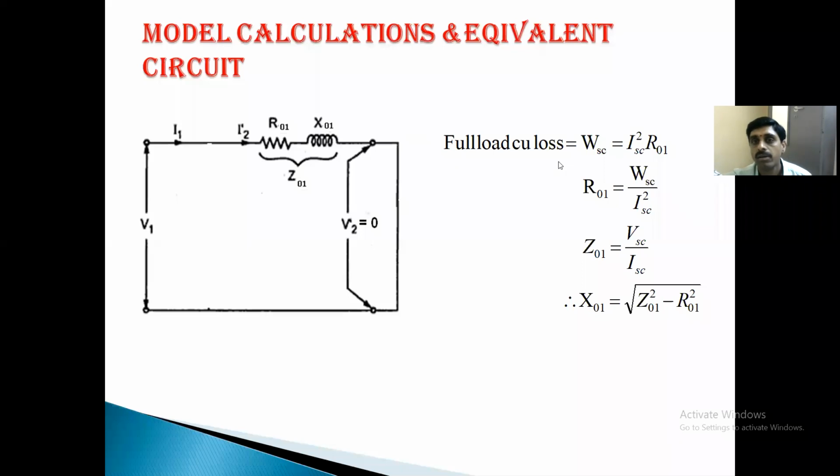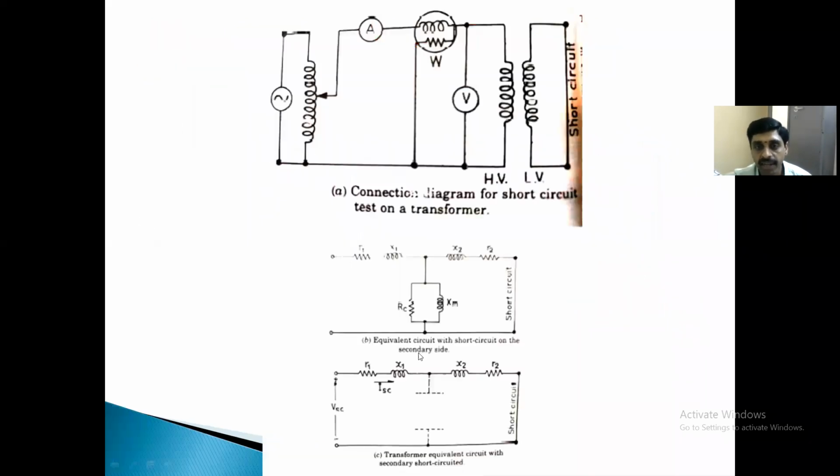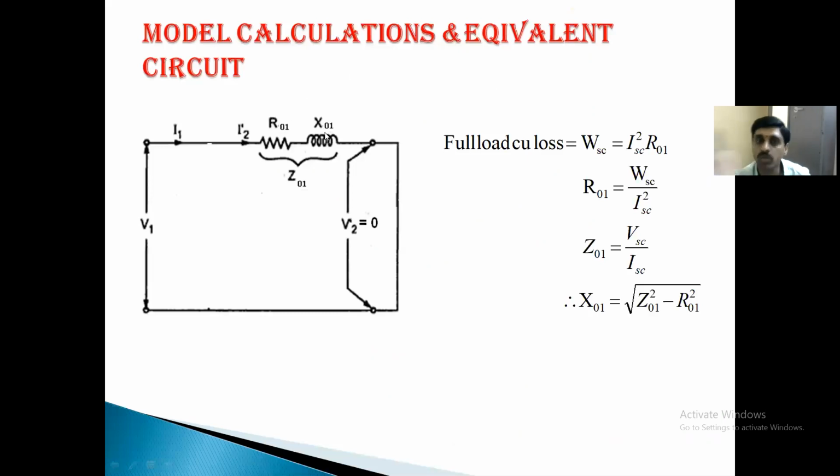Now the calculation. WSC is equal to IS square R01, so R01 is equal to WSC by IS square. Z01 is equal to the applied voltage divided by current, because we can simplify the circuit like this. As I said in the previous diagram, if you neglect the magnetizing branch and combine R1, R2, X1, X2, it becomes R01, X01, referred to the primary side. Then we can write the equations: R01 is equal to WSC by IS square, Z01 is equal to VSC by IS. From that, X01 will be calculated. Once these values are obtained, you can easily calculate the voltage regulation.